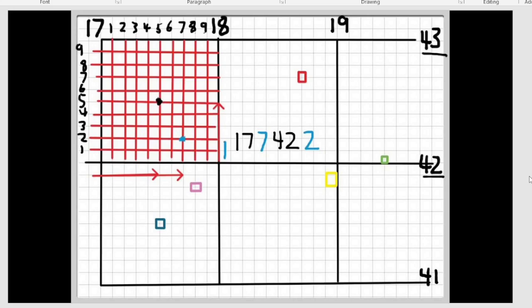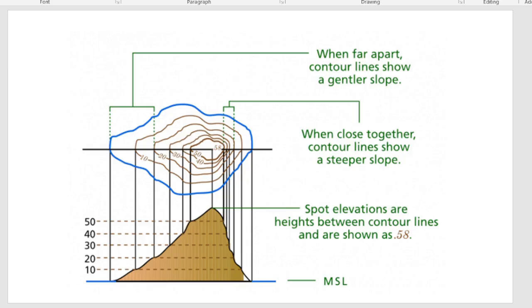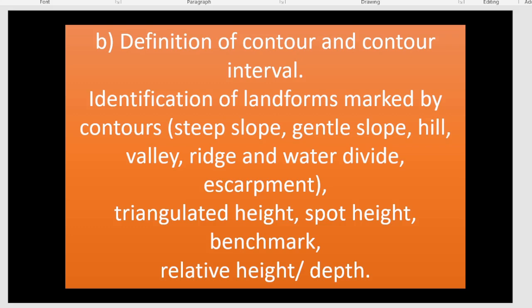In the last class, we had studied about the 6-figure grid reference. In today's class, we are going to study about the contours and the contour interval. In the syllabus, we have to learn about the definition of contour and the contour interval. Along with that, we need to have an idea on the identification of landforms which are marked by the contours. For example, the steep slopes, gentle slope, hill, valley, ridge, and water divide and escarpment as well.